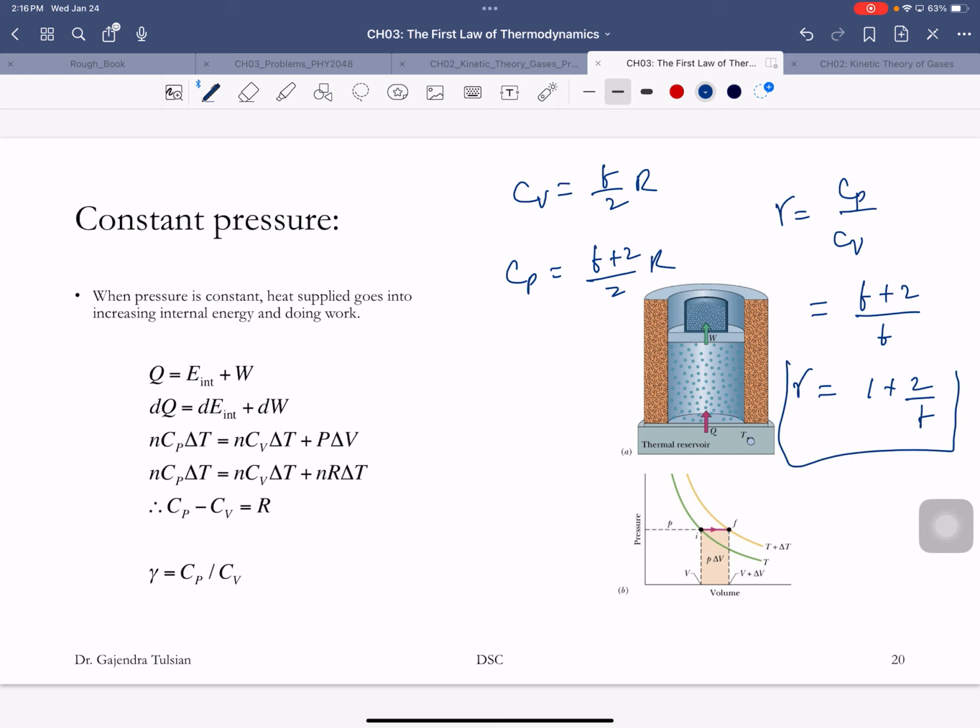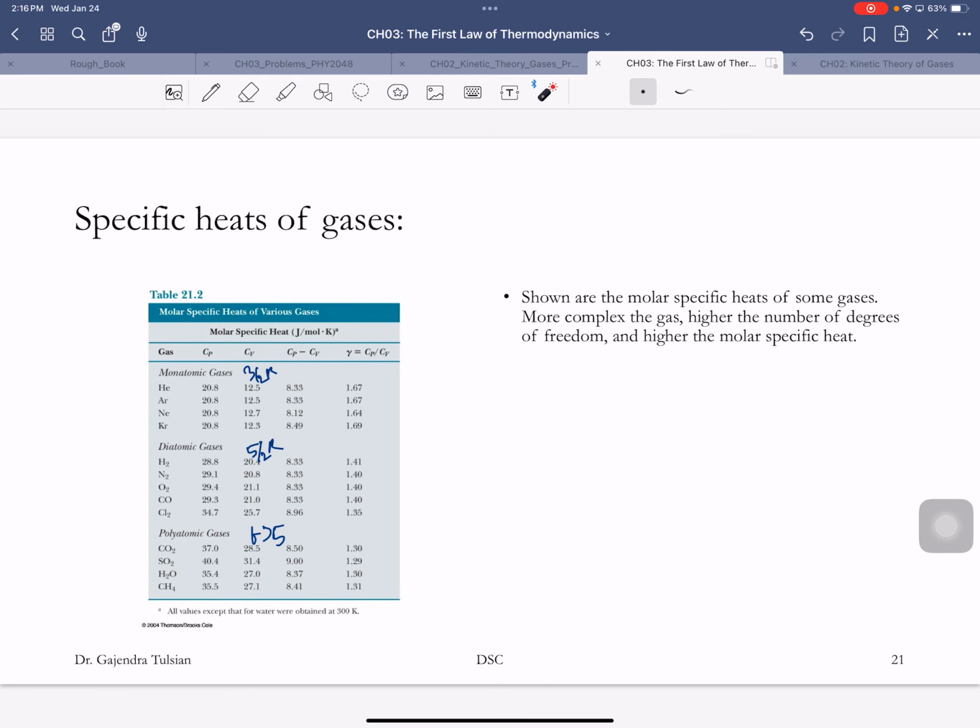What is F? The number of degrees of freedom. So that tells you the complexity of the molecule. The more complex the molecule, the higher the number of degrees of freedom, and the smaller this number becomes. So a smaller gamma tells you that the molecules are more complex. Anyway, it's the ratio of specific heats. So for more complex molecules, gamma is getting smaller.